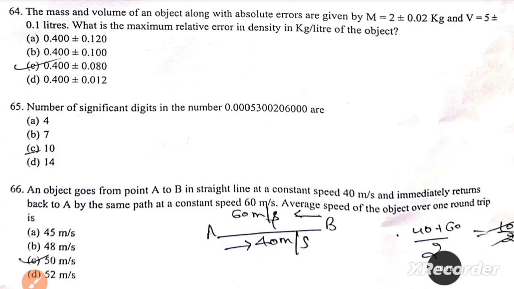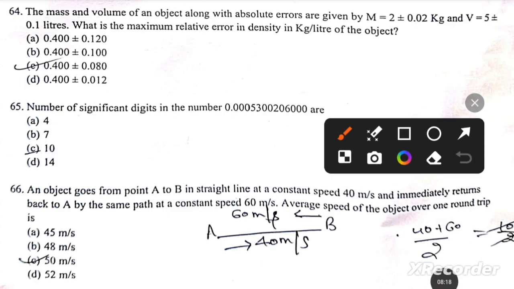Question number 64. What is the maximum relative error in density in kg per liter of the object? The answer is your option D. The number of significant figures in the given number are 10. Then question number 66. Average speed of the object over one round trip is 48 meter per second. Next question.